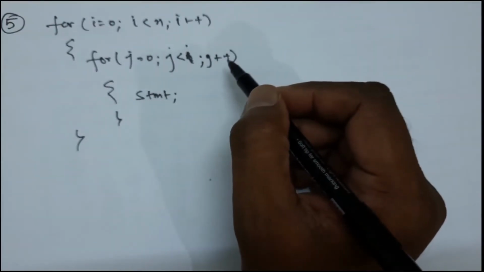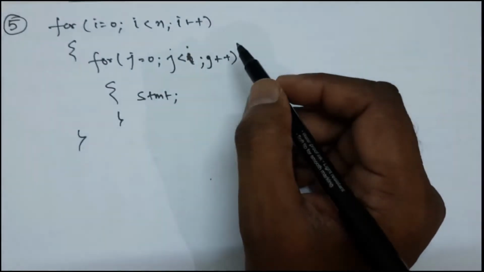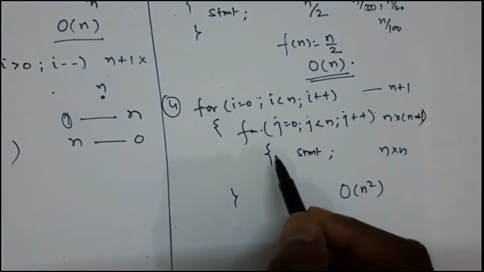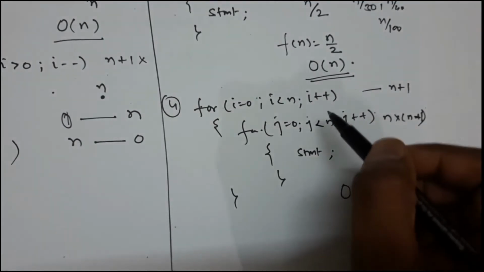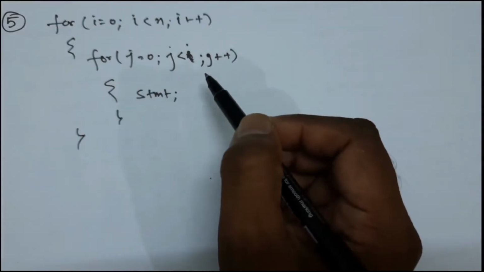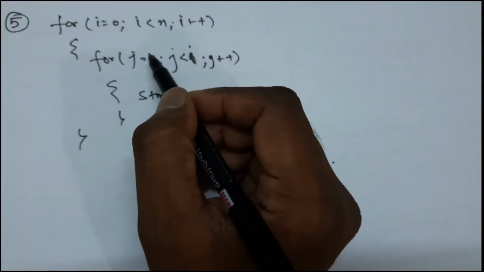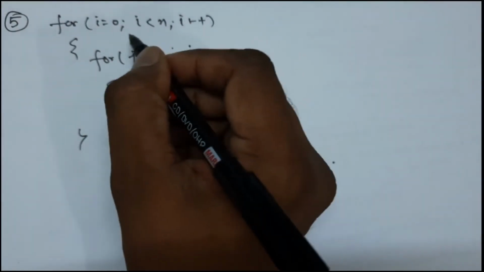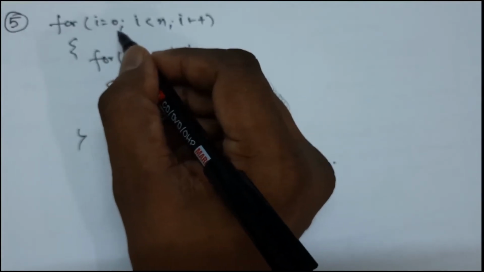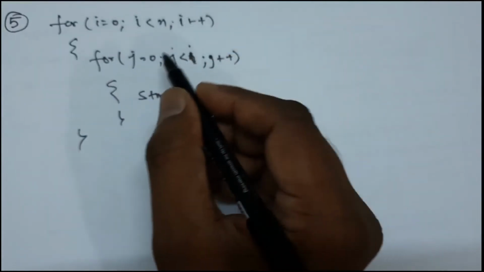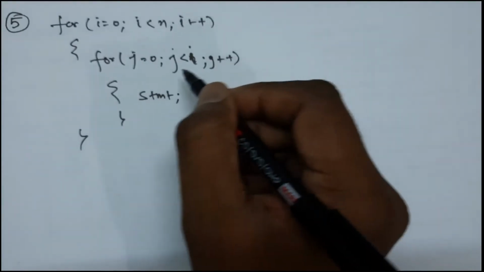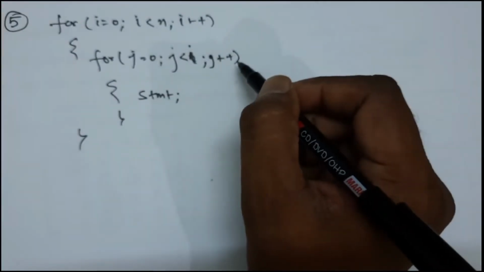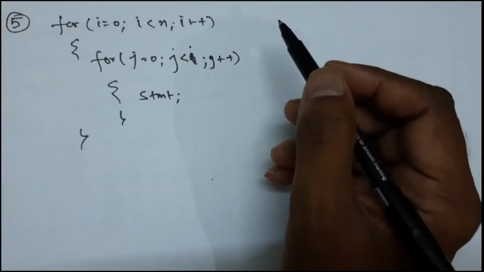It is also looking like the previous one, which we have just seen before this current example. There we had also taken two for loops, and both the loops were running for n times. But it is somewhat different from the previous one. Here the outer loop is running for i equals 0 to n, and the inner loop is running for 0 to i. So definitely this is not running for n times, as was the case in the previous example.